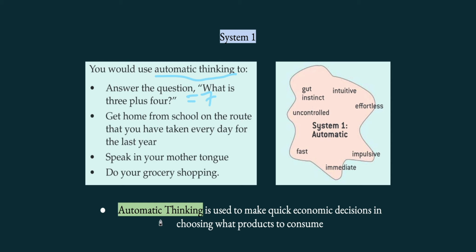Okay, but automatic thinking is used to make quick economic decisions and choose what products to consume. So let's say you're working at an office and you have 10 minutes to get lunch from McDonald's before your lunch break is over and you have to get back to the boss or else you'll be fired, okay? You have to really rely on making quick economic decisions using automatic thinking to do that. And let's say you go to McDonald's and there are 2 burgers, okay? There's one that's $5 and there's one that's $10.